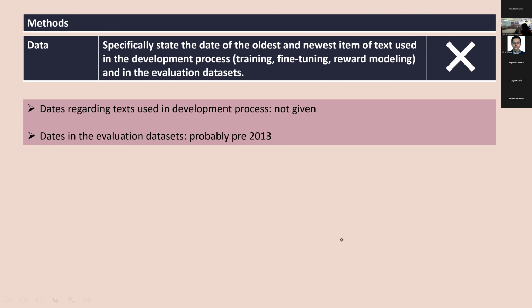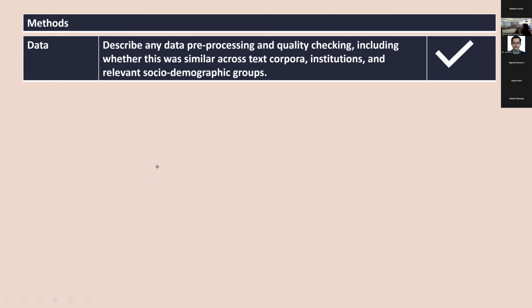So it is important for us to understand the model, the version of the model, and the training dates. But these dates are not stated. But the data sets are pre-2013 doctors' notes, because it is at least 10 years from the death of the patient by 2023. So it's pre-2013, but the dates regarding the text used in the development process are not explicitly given.